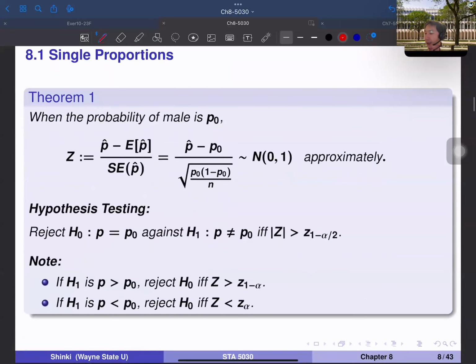So finally, the standard error is the square root of variance. If we subtract mean from p hat and divide this by standard error of p hat, that is standardized. So that becomes mean 0 and variance 1. So this quantity approximately follows the normal 0, 1.